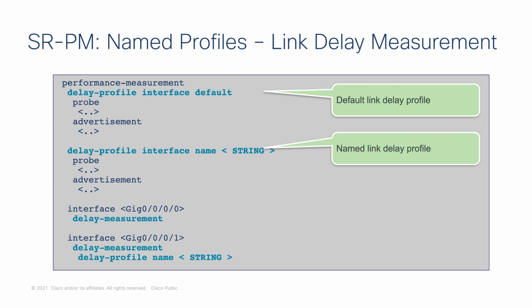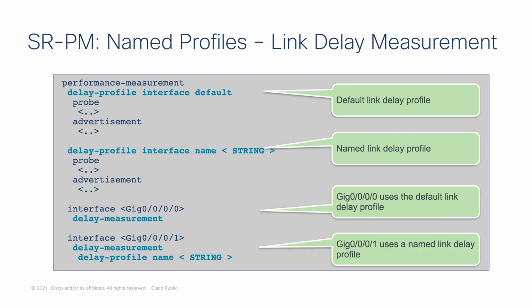If you look at an example, here we can see name profiles when they are applied to link operations. In particular, we have a delay profile applicable for interfaces for default parameters. You can have all the parameters that will apply to the default link delay profile. On the other hand, you can also configure a named link delay profile where you may have different parameters configured. Interface GigabitEthernet 0/0/0/0 is just being configured for delay measurement, and without specifying a delay profile, the parameters of the default link delay profile will apply. On the other hand, GigabitEthernet 0/0/0/1, which has delay measurement enabled and a named delay profile applied, will use the parameters of the named link delay profile for its operations.